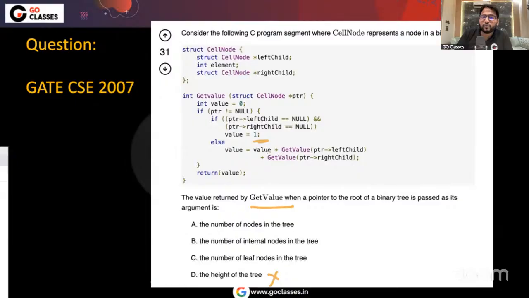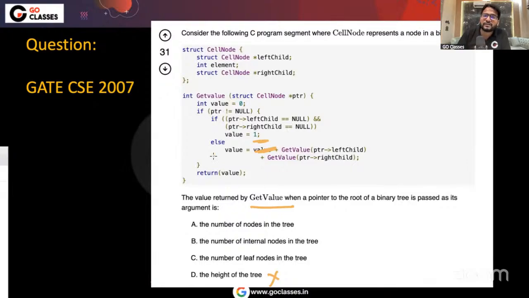And now this value plus could be confusing. Actually, this value plus doesn't make any sense here because value is anyway 0. Value is anyway 0, and this is a local variable. For the local variable, this value plus is just confusing you. So you can even remove this value plus because value is anyway 0.